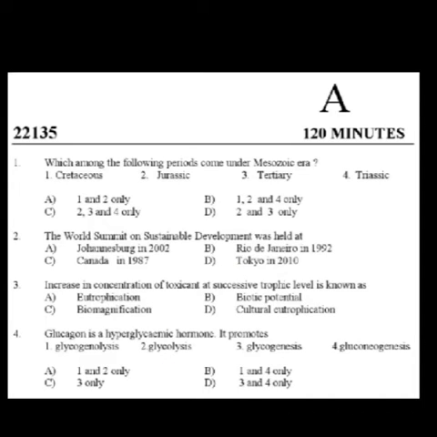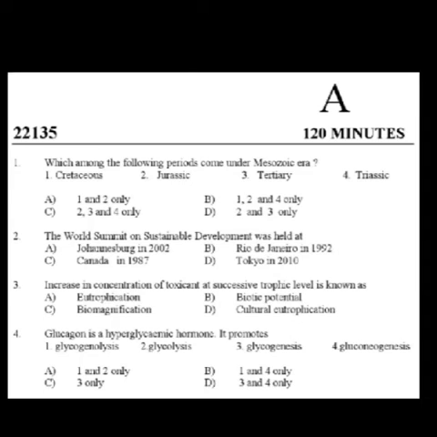Fourth question. Glucagon is a hyperglycemic hormone. It promotes first one, glycogenolysis. Second, glycolysis. Third, glycogenesis. Fourth, gluconeogenesis. Option A, 1 and 2 only. Option B, 1 and 4 only. Option C, 3 only. Option D, 3 and 4 only. The answer is option B, 1 and 4 only.